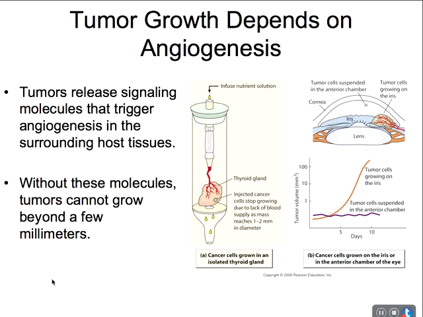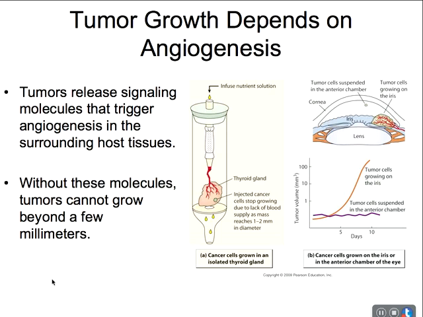But if you took the tumors out of this thyroid and put them into an actual rabbit, the tumors grew much larger than 2 millimeters in size. So there's definitely something happening inside of the rabbit that's not happening in this controlled environment.